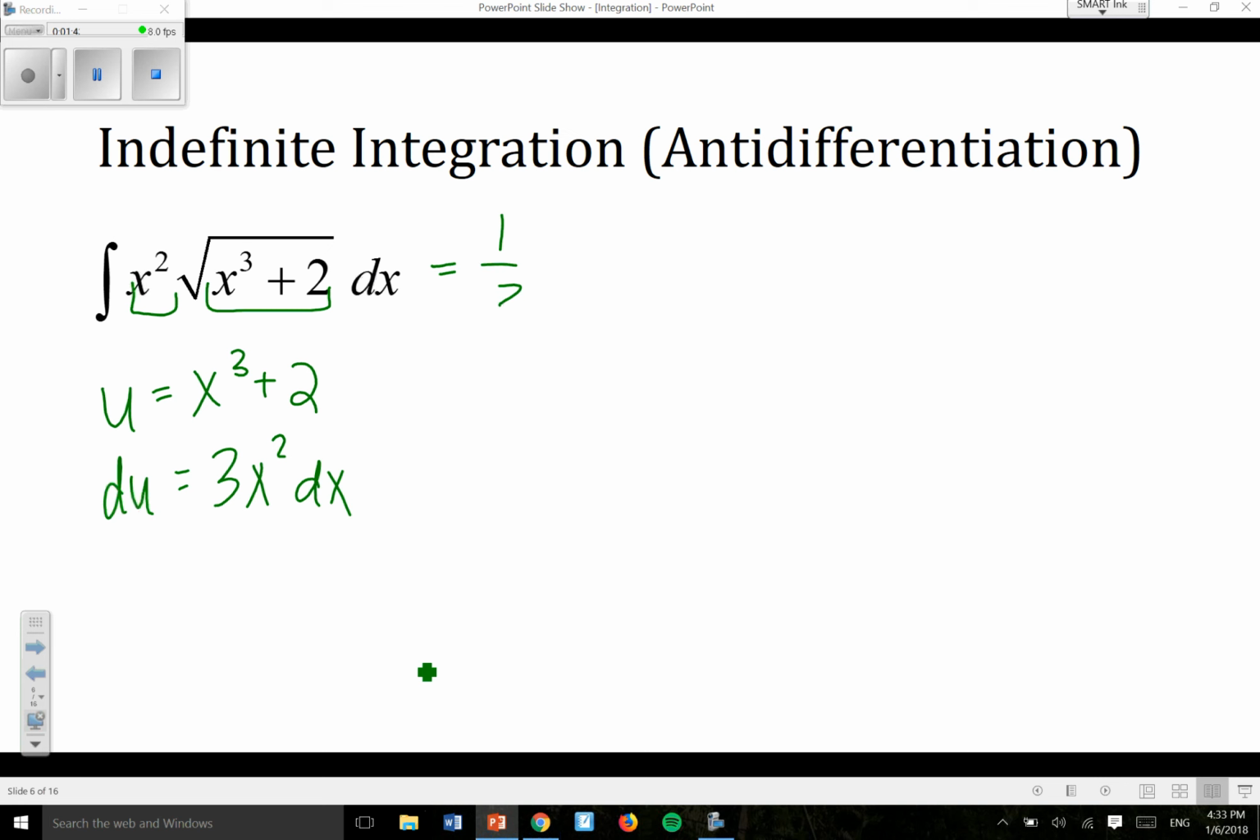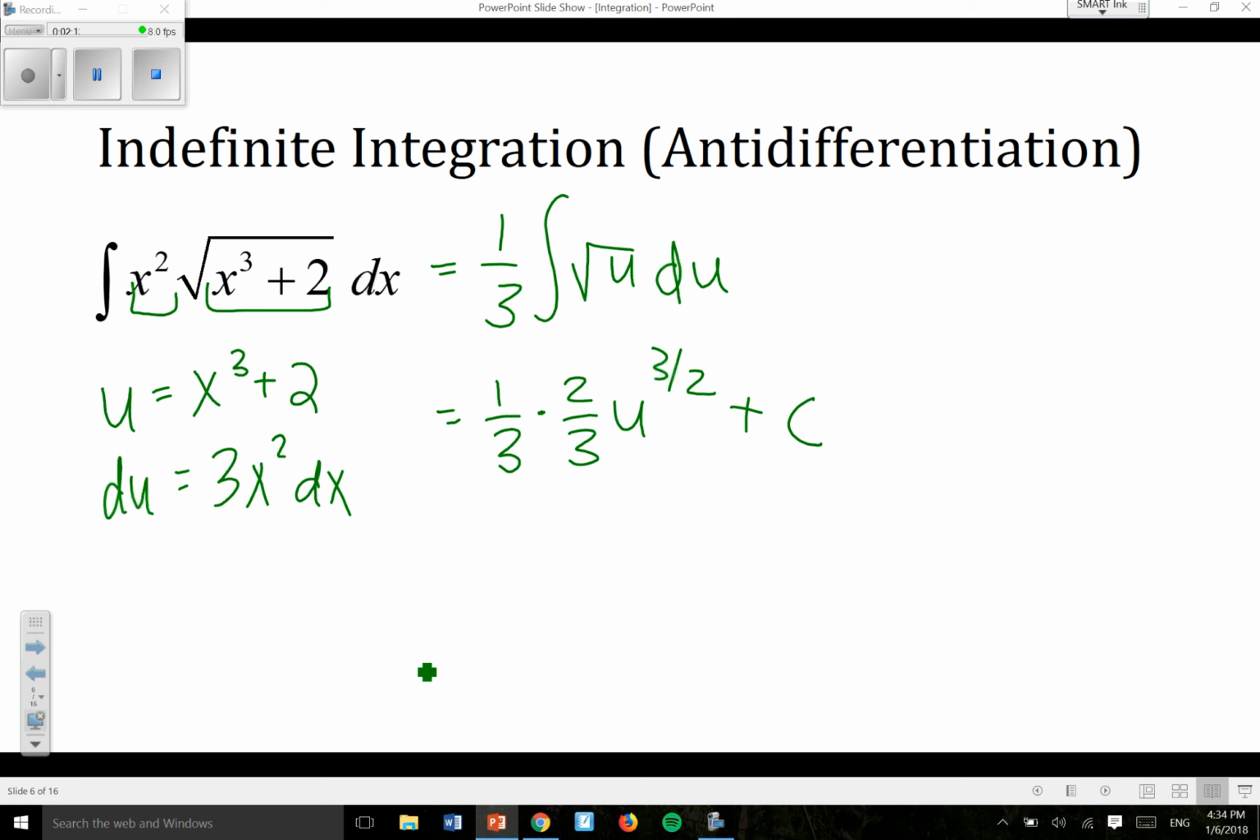So this turns into 1/3 times the integral of root u du, and now that turns into an antiderivative that I know how to do. I'm going to treat root u like u to the 1/2. The antiderivative of u to the 1/2, add 1 to 1/2, I get 3/2. I'm going to be multiplying by 2/3 u to the 3/2 plus c, which I'm going to simplify then into 2/9 u, which is x cubed plus 2 to the 3/2. And then I add my constant of integration for my final answer.